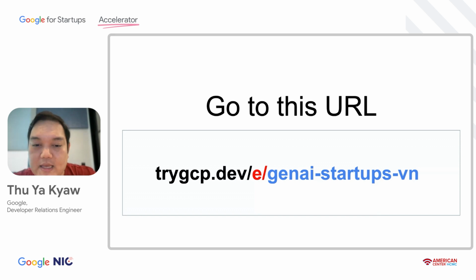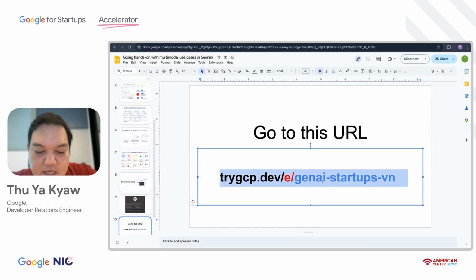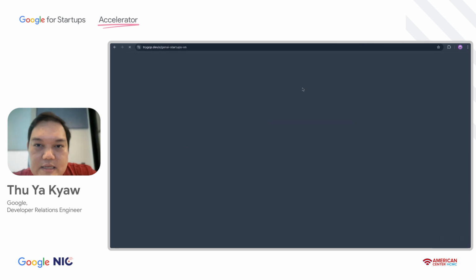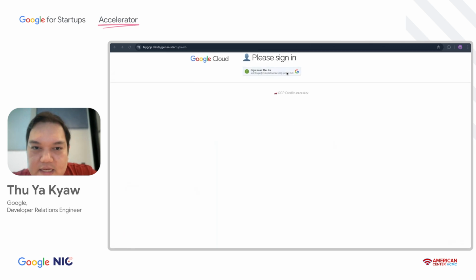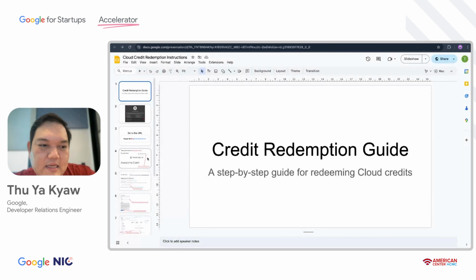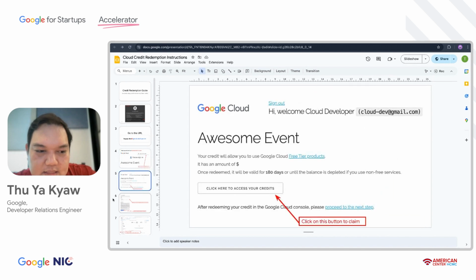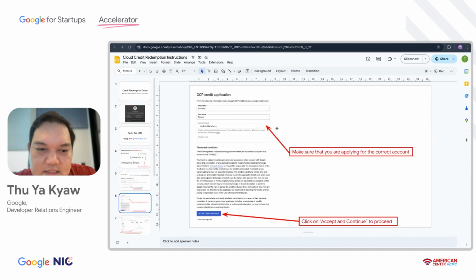Okay, so after you have done this, let me zoom out. If you have done this, you will see this page. I'm going to sign in using my account. It will show me this, and click on this to proceed to the next step. Once you've clicked, you should be able to see this, and then you just click on this, and you should be able to redeem using this page. Okay, so this is the page that you should see, and make sure that you are applying to the same account email.